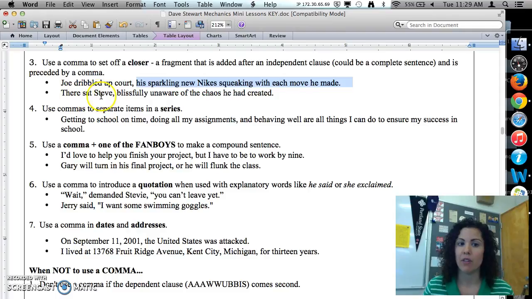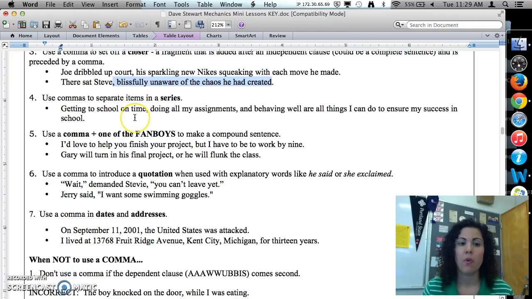"There sat Steve, blissfully unaware of the chaos he had created." "There sat Steve" is a complete sentence. So again, here we're adding more information, adding the comma. Both of those closers would not work and would not be complete sentences on their own, but we add them to our sentence to add more information. The fourth way to use a comma is to separate items in a series.